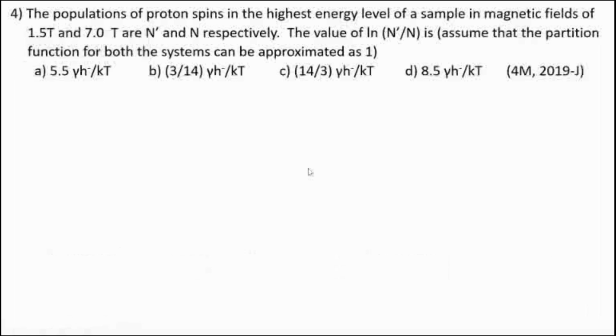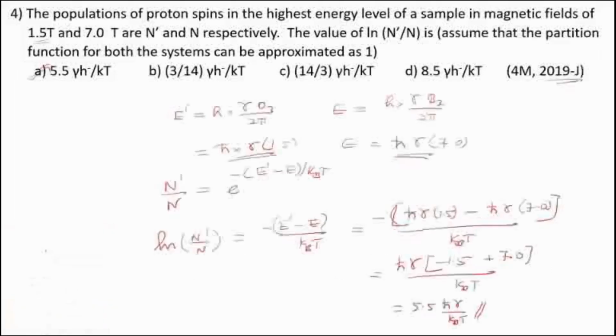So the populations of the proton spins in the excited state, that's the question. Okay, listen. I'll write here. We have a sample, and if you keep this sample in a magnetic field of 1.5 Tesla, you will get some population in the highest level. Assume that there are 2 levels. In the highest level, let the population be n prime. So n prime is the population of the spin when you apply 1.5 Tesla to the sample.